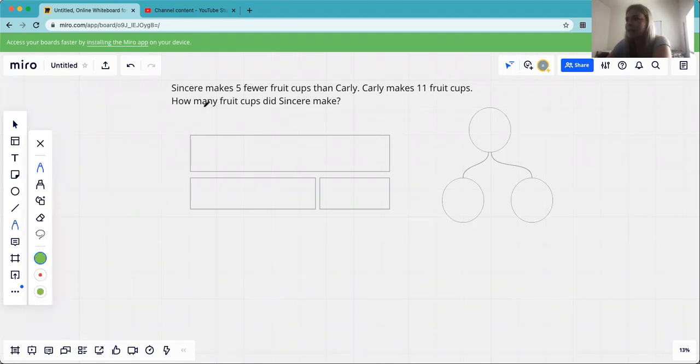So looking at this, I know that Sincere makes 5 fewer fruit cups than Carly. Carly makes 11. So I'm going to know that 11 is going to be my whole. All right. And we know that 5 is one of our parts so far. So again, 11 is my whole. I don't know how many Sincere made yet, but I know that it's 5 fewer.